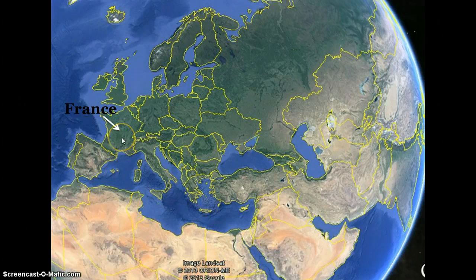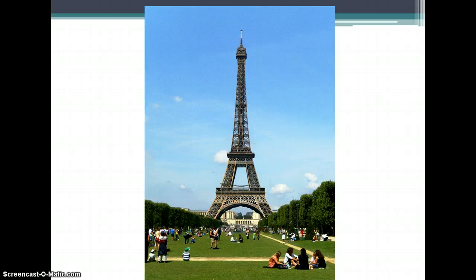North of Spain is France. France was well known in history for its fights with the United Kingdom, or Great Britain back then. They were very close in proximity, just a small trip across the English Channel, and you were right there. They fought for a good part of the 17 and 1800s against each other. France is most well known probably for the capital of Paris, and Paris is where you can go to see the Eiffel Tower.